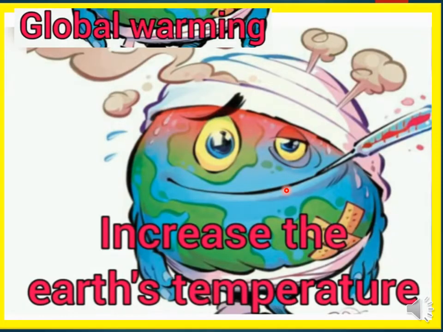So when the carbon dioxide increases in the atmosphere, it increases the temperature of the earth, which leads to global warming. So when there is too much carbon dioxide in the atmosphere, it makes the earth hotter and hotter, leading to global warming. That means the earth is becoming hot.